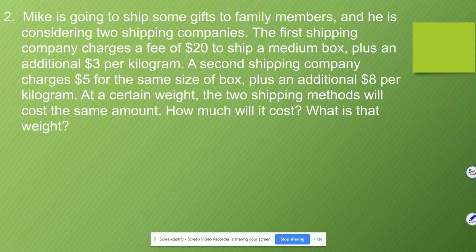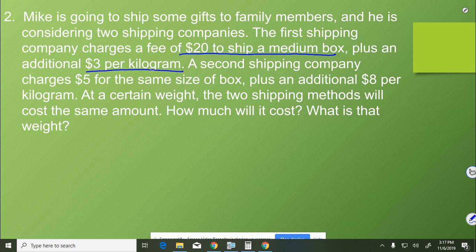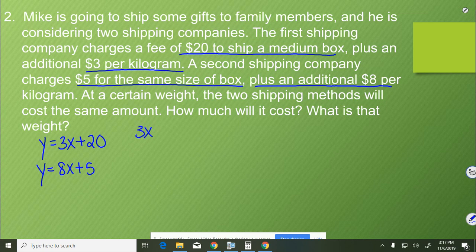So again, we need our two equations. The first one is $20 to ship a medium box plus $3 per kilogram. So that's y equals 3x plus 20. The second is $5 for the same size box and $8 for each additional kilogram. So that's y equals 8x plus 5. Drop the y's and set them equal to each other. We get 3x plus 20 equals 8x plus 5.